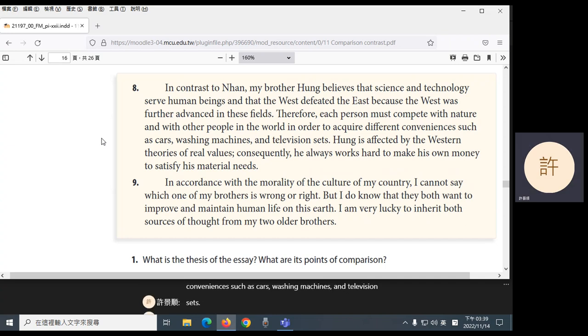Hung is affected by the Western theories of real values. Consequently, he always works hard to make his own money to satisfy his material needs.